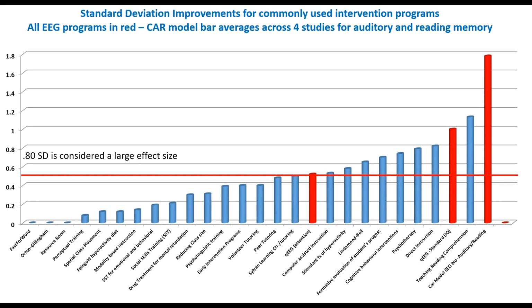Look at the results of comparison of the quantitative EEG biofeedback approach on the far right to other commonly used interventions in the field. 0.80 standard deviation is considered a large effect size, and you can see here we're getting more than twice that effect size. The other red bars indicate other EEG biofeedback approaches on attention and IQ measures.